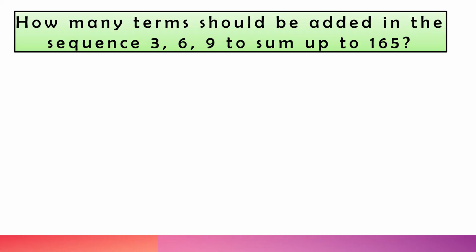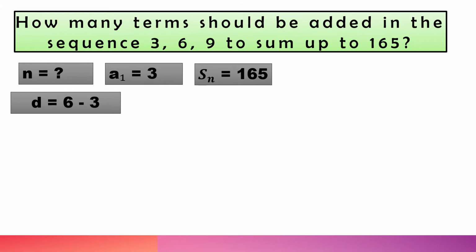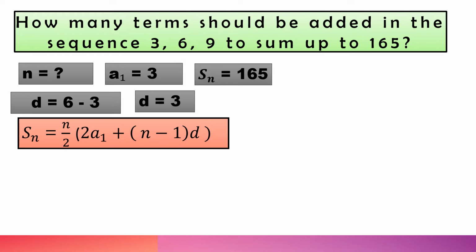How many terms should be added in the sequence 3, 6, 9 to sum up to 165? Let us identify first the given facts. A sub 1 is equal to 3, S sub n is equal to 165, d is equal to 6 minus 3, which is equal to 3. In this case, we will use the formula S sub n is equal to n over 2 times the quantity 2 times a sub 1 plus quantity n minus 1 times d.